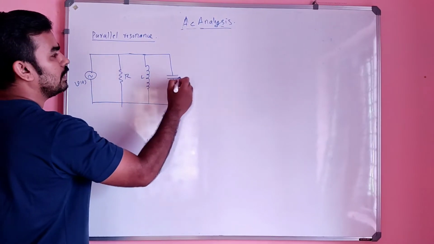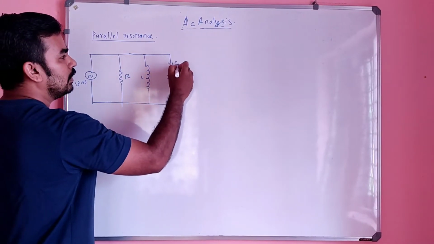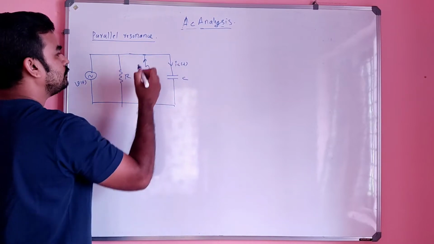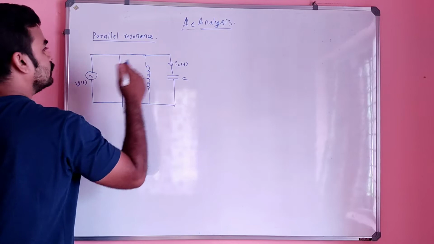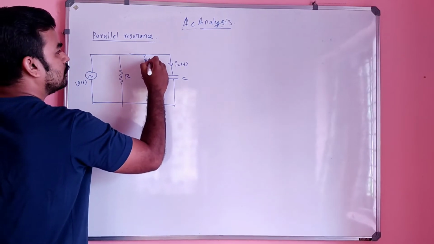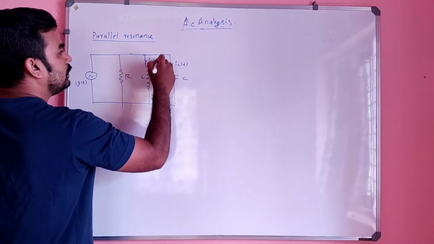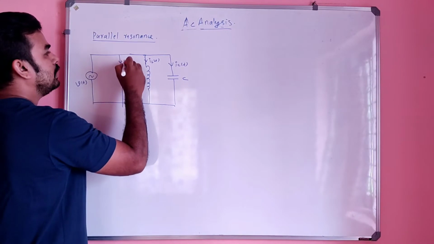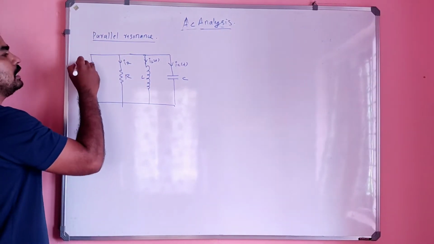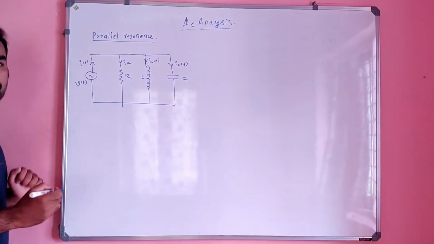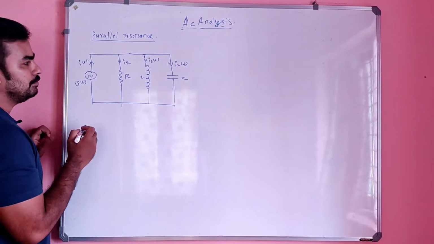This is R, this is L and this is C, and this is IC of T, and this is IL of T, and this is simply IR, and this is V of T, and this is simply I of T.